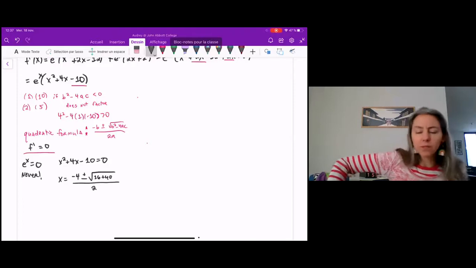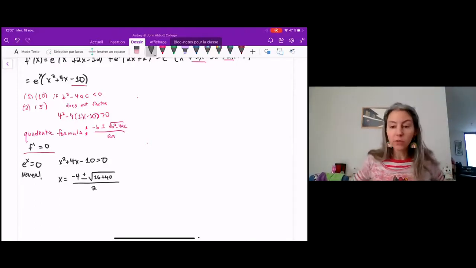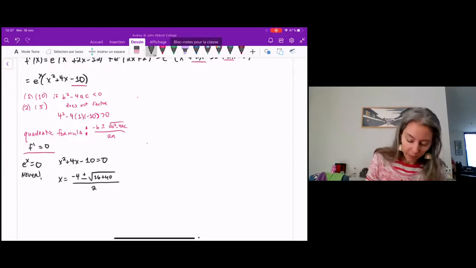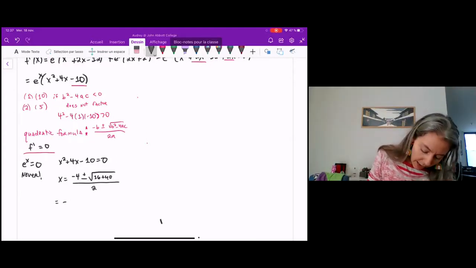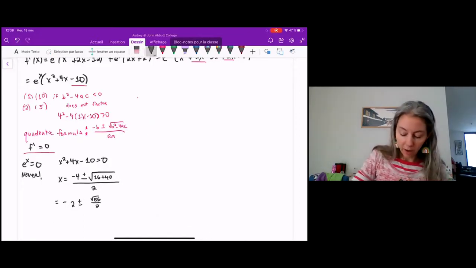So we kind of have some gross values here. That's okay. We've seen gross values. You guys saw gross values in class. You saw them in your web work. So this gives me negative 2 plus or minus the square root of 56 over 2. That I'm going to now use for my intervals of concavity.